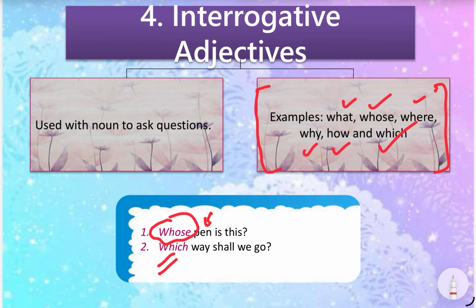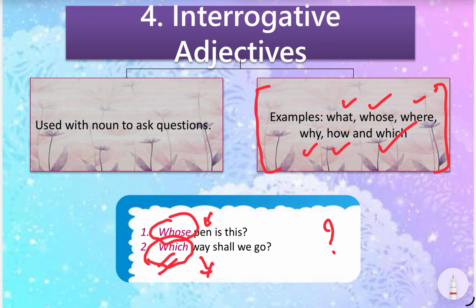Which way shall we go? We are planning to go somewhere and I am asking which way shall we go. Then what is it doing? It is raising a question about the way.